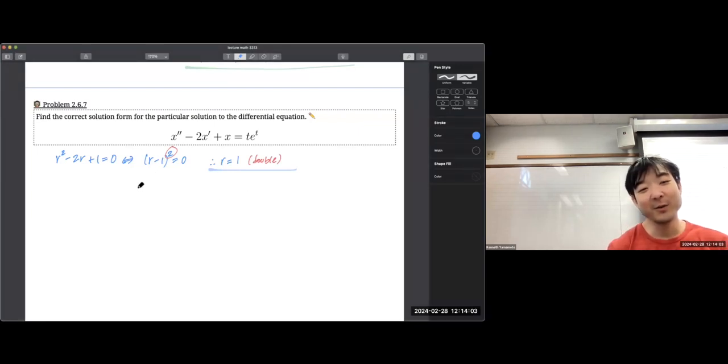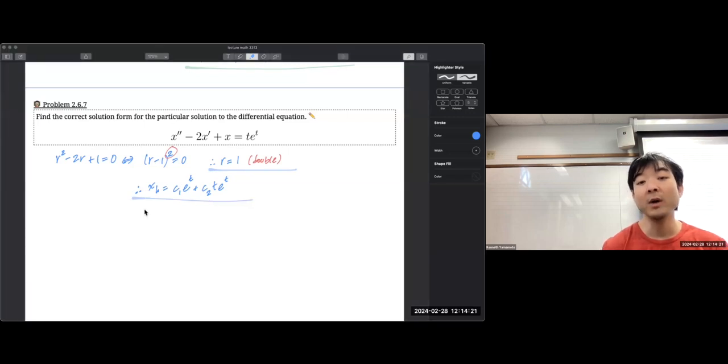And so therefore, our homogeneous solution is going to be, one of them is C1 e to the 1 times t, and the other one is C2 t e to the t again. And so that's our homogeneous solution.